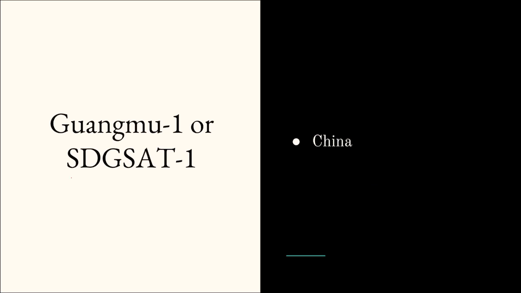First is Guangmu 1 or SDG Sat 1. This is a very important satellite, and this was of China. First of all, this is the question. If the question comes, Guangmu 1 or SDG Sat 1 is the satellite launched by which country? It was launched by China.